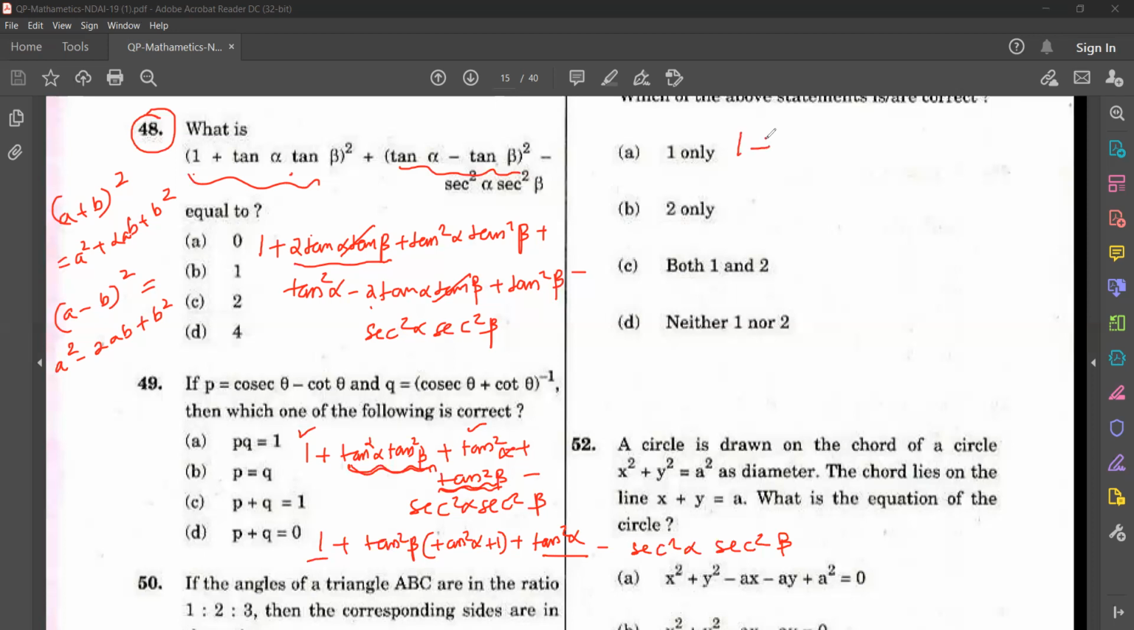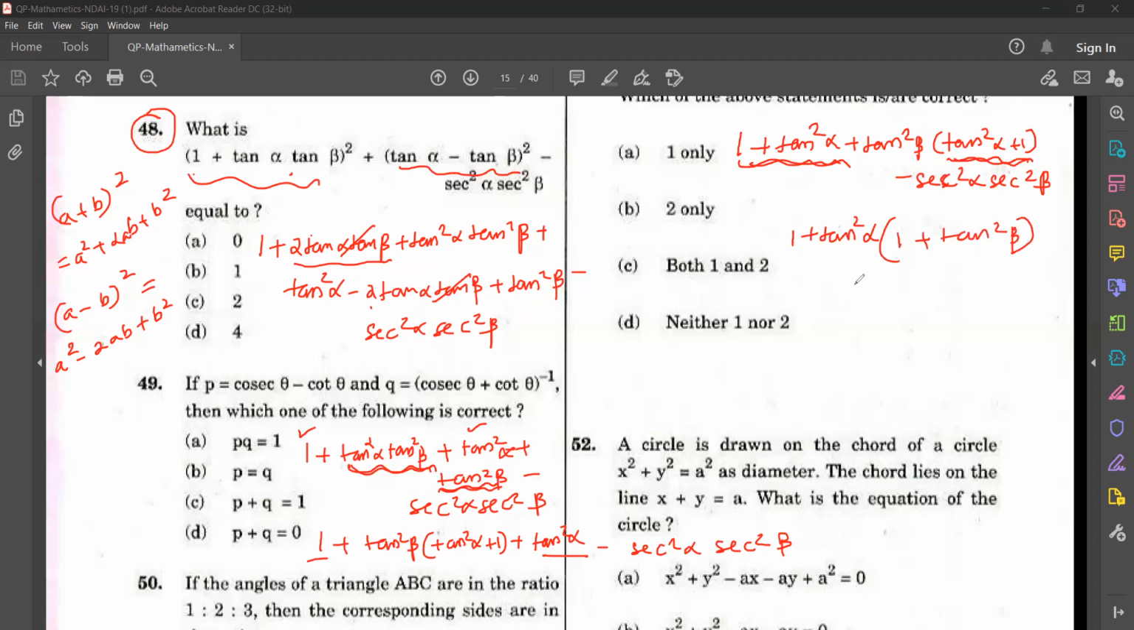So what I have now is 1 plus tan square alpha plus tan square beta into (tan square alpha plus 1) minus sec square alpha sec square beta. So now from here and here I can take 1 plus tan square alpha common. 1 plus tan square alpha, if I take from here common, it will become 1. Then if I'm taking 1, that will become tan square beta minus sec square alpha sec square beta.